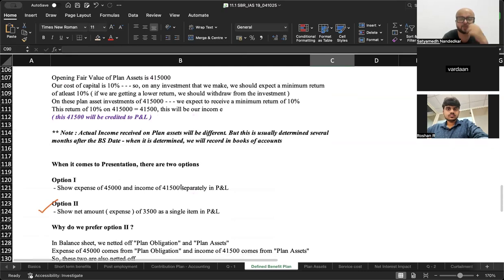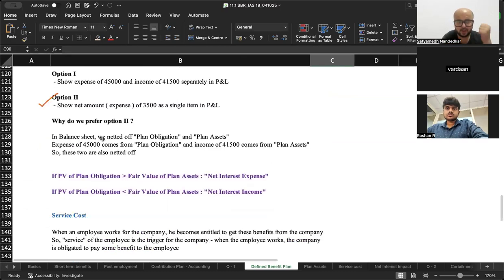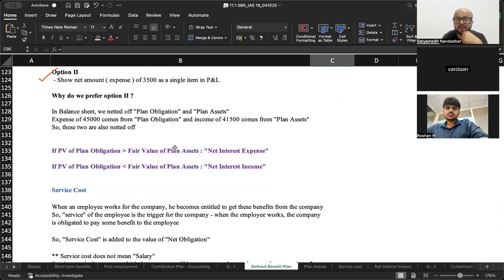ठीक है. Now, when it comes to presentation, you have two options. In an ideal world, but IAS 19 specifically tells you to net it off and show the net interest income or net interest charge. If obligation is greater than plan assets, it is net interest expense. If obligation is less than plan assets, then it is net interest income.